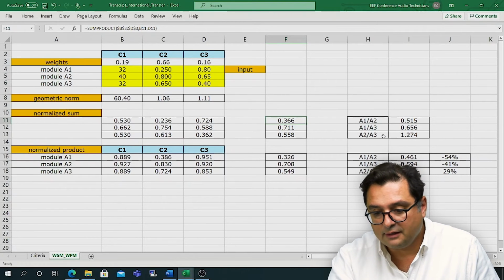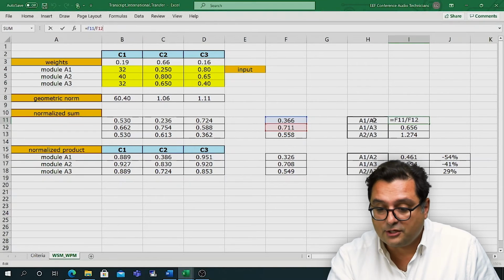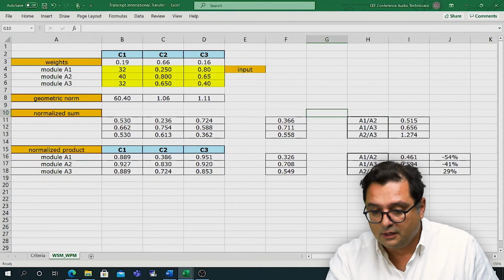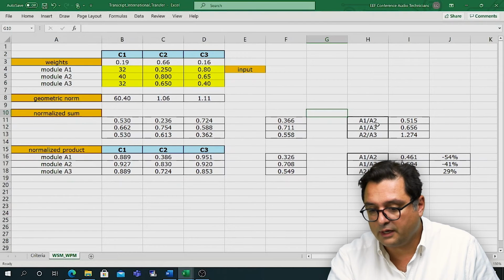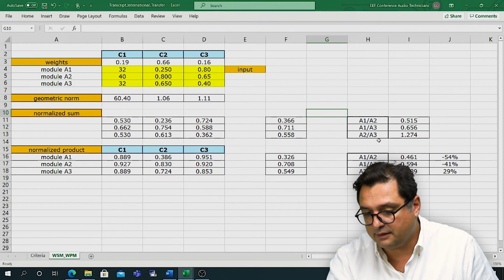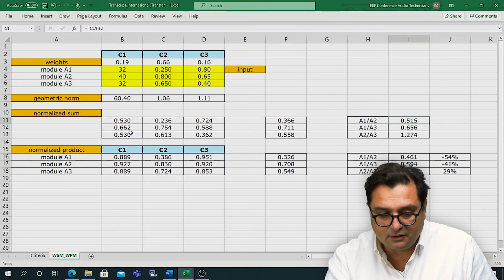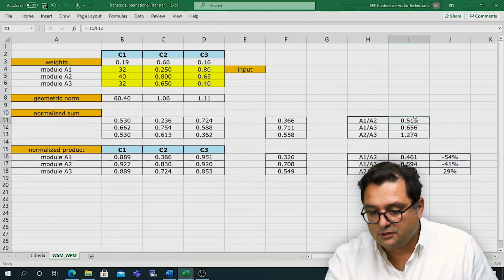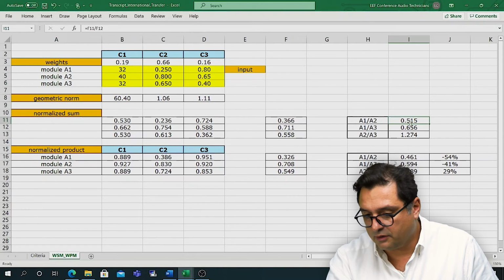0.558 for module A3, and then we just see the ratio of A1 over A2. That signifies how important A1 is over A2. And the same we do for all other combinations: A1 over A2, A1 over A3, A2 over A3. This is the method that we apply for the weighted sum. So you can see that A2 is 1.2 times more important than A3. A1, 0.6 over A3, and 0.1 is 0.5 over A2.